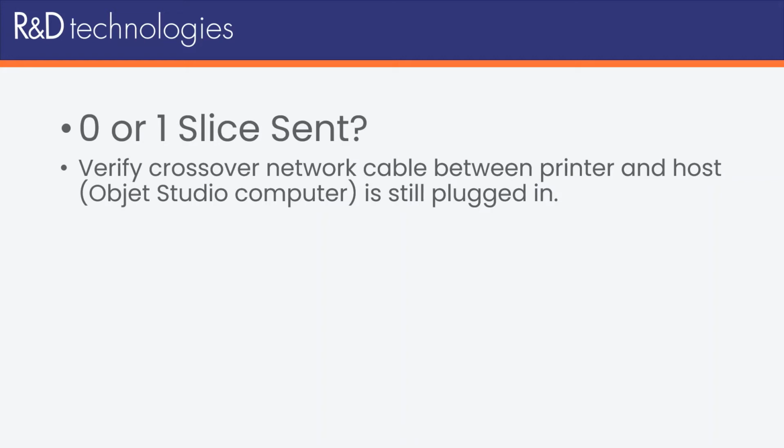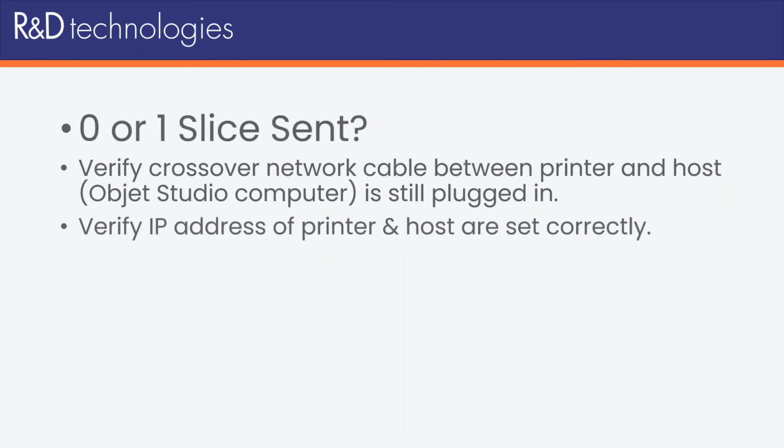Occasionally these cables can become damaged if, when moving the printer, you accidentally run over that cable with one of the wheels on the printer stand. So if you have another crossover cable that you can use for testing, give that a try. And you want to make sure you are using a crossover cable and not a standard network cable. That will help eliminate communication issues.